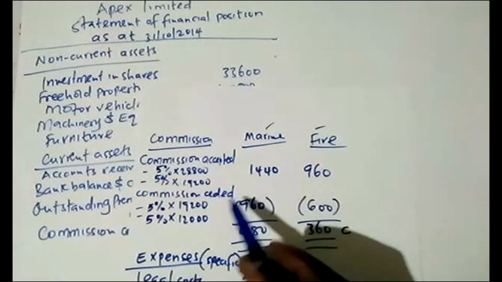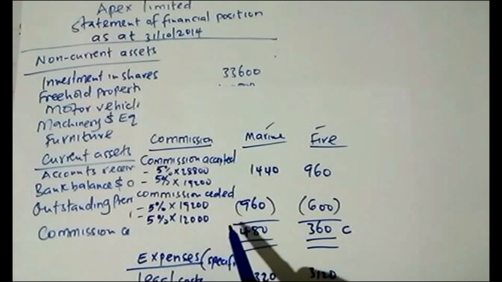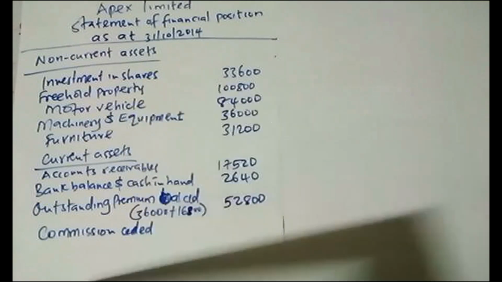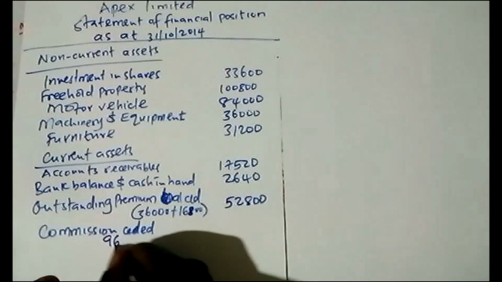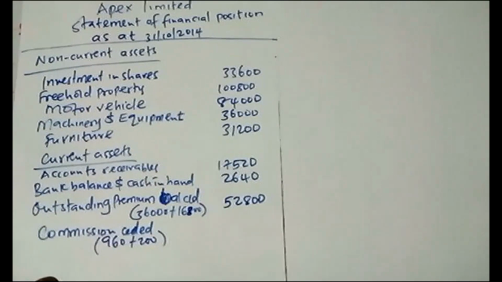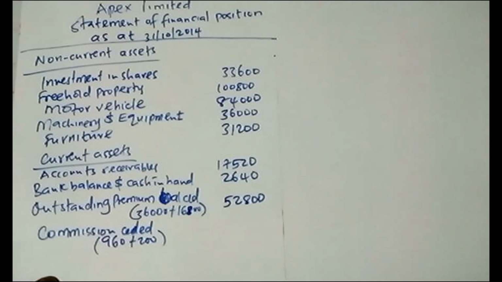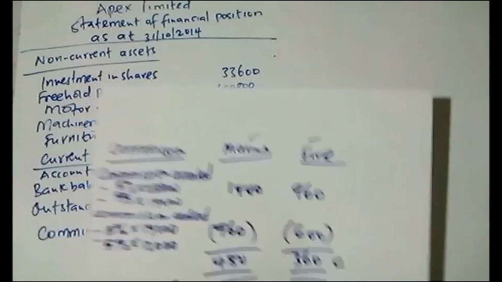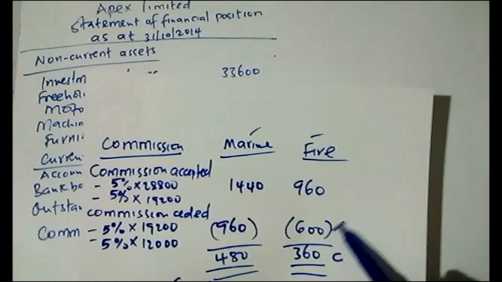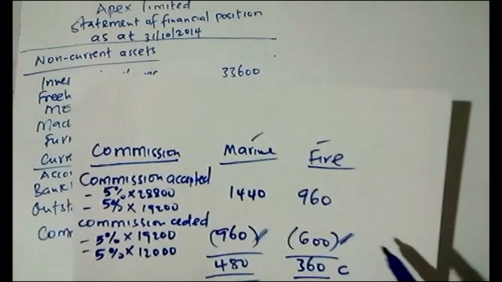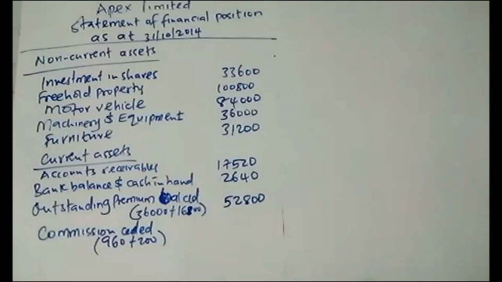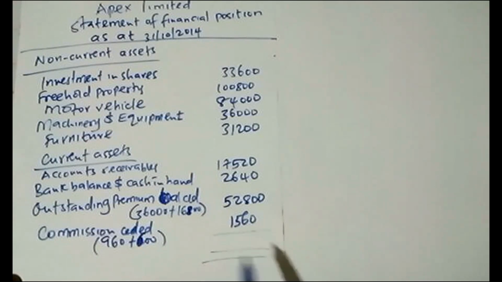For the commission ceded, we did 5% of 19,200 and 5% of 12,000. We got 960 and 600. So we add the two. We add 960 plus 600. Automatically that one would be 1,560. I don't know why I was saying 200. It was 960 and 600, so I have to change this. Which means that automatically it will be 1,560. So up to that point, we have total assets.